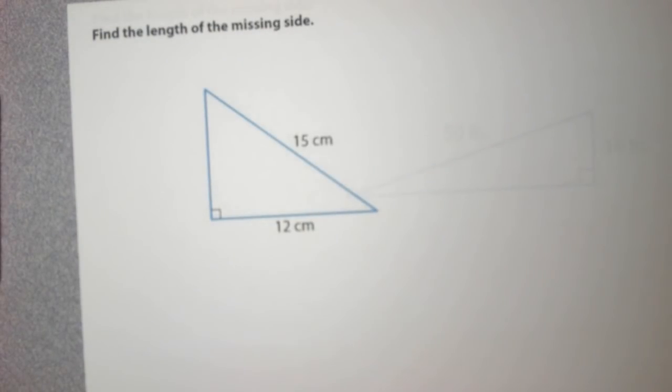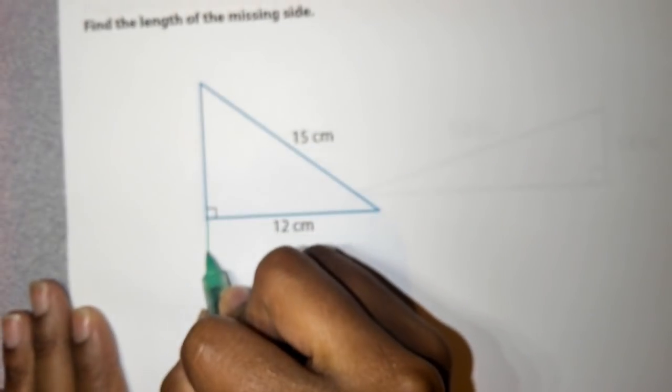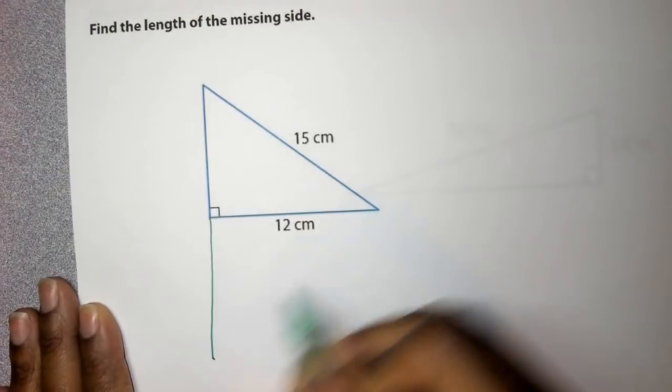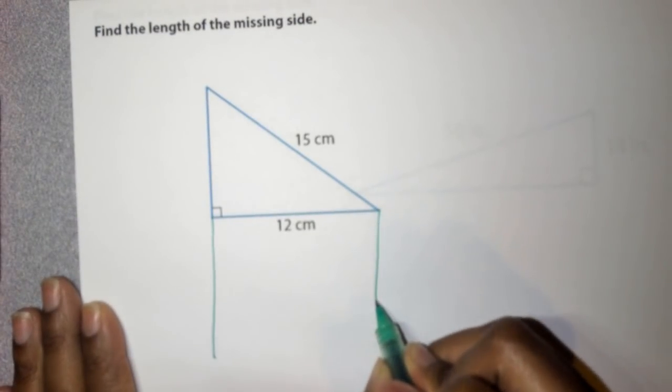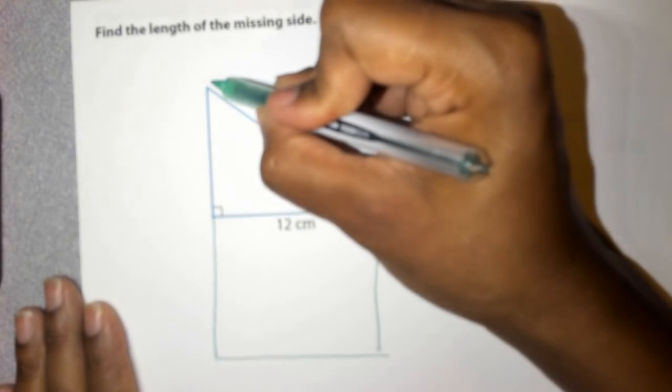Now let's take a look at this one. I'm going to do the same thing, more or less, but it's a little bit different. You might have already realized this one's a little bit different than what we've done. So I'm going to make my squares the same way I have been.